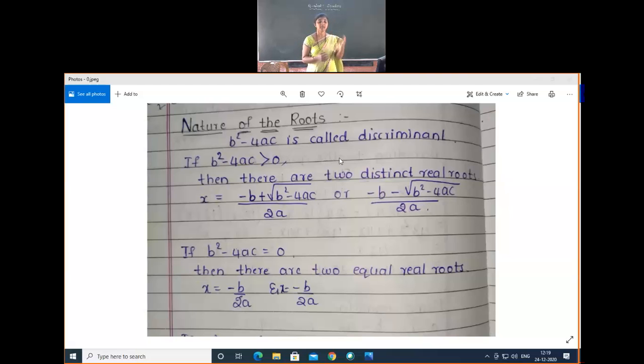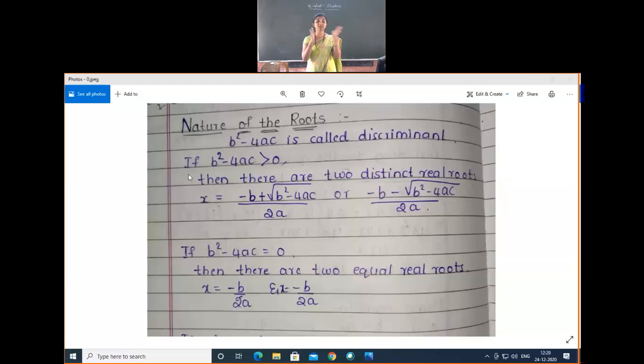Yes. So next we have to come to the topic nature of roots. In the last class we discussed the nature of roots also, right? So let us recall what we learned. Here I shared one page for you just to revise the nature of roots. The nature of roots mainly depends upon the factor b square minus 4ac. So b square minus 4ac is called the discriminant.